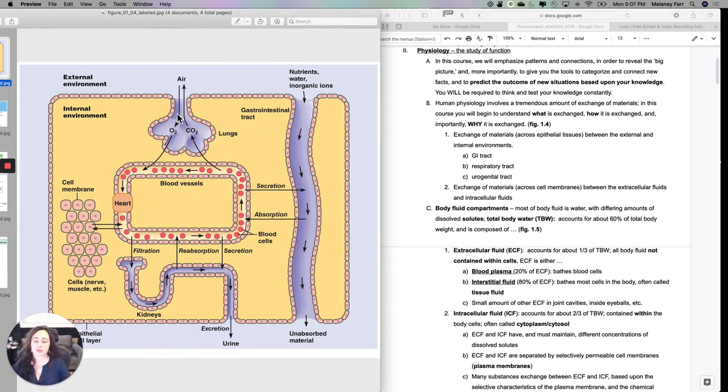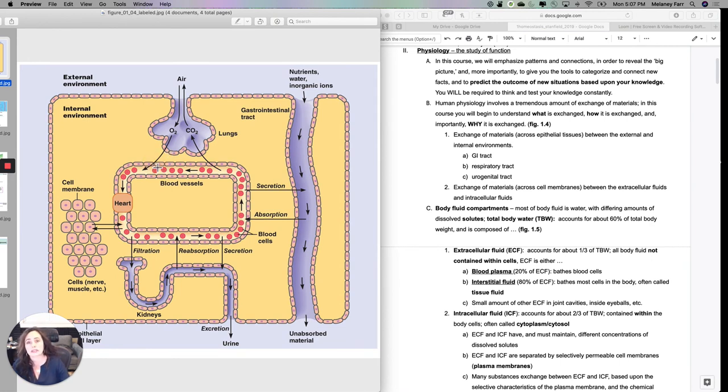So, for instance, if I was going to follow oxygen all the way from my respiratory tract into the inside of a cell in my little finger, so that that cell in my little finger could do cellular respiration, how many times would I cross an epithelial membrane, just to put it into context? So I'm going to cross this one, the respiratory epithelium. So that's one. And then I'm going to cross this one.